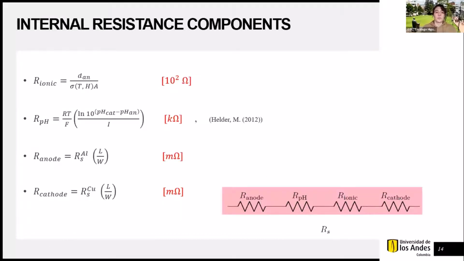So what could be causing this internal resistance? Well, in literature, we find that there are several components to internal resistance in different orders of magnitude. The main resistances are the ionic resistance of the conduction of ions in the soil, and the resistance caused by the pH difference between cathode and anode, which will be in the order of kiloohms.